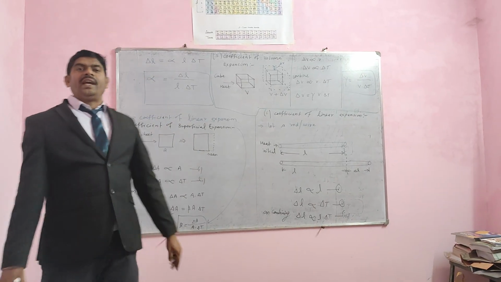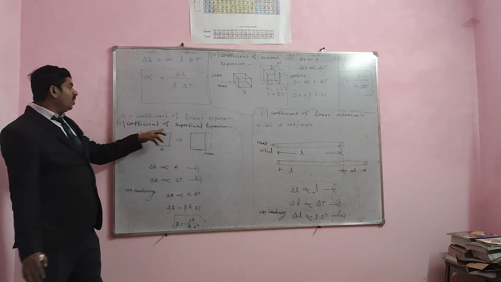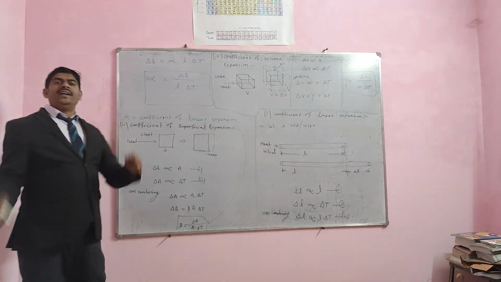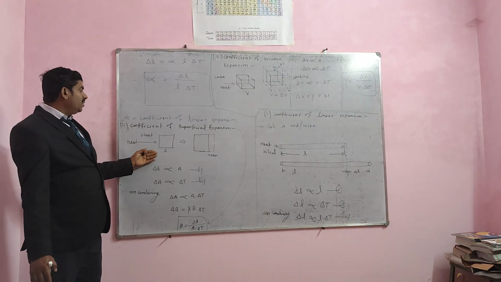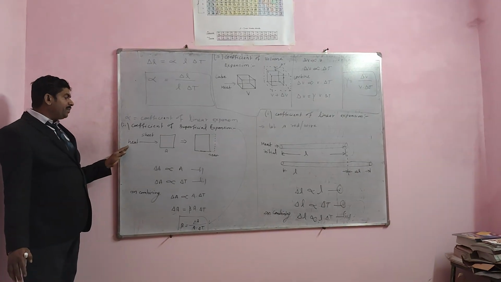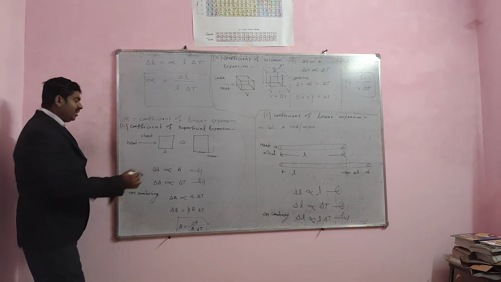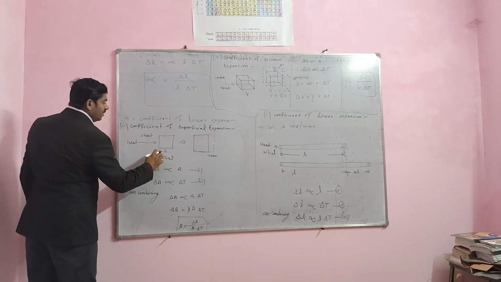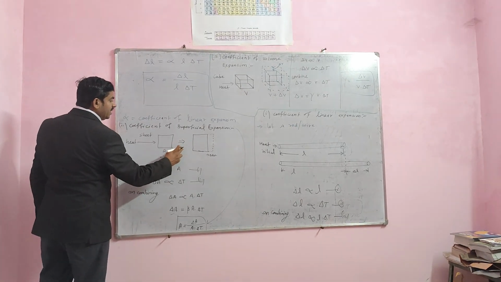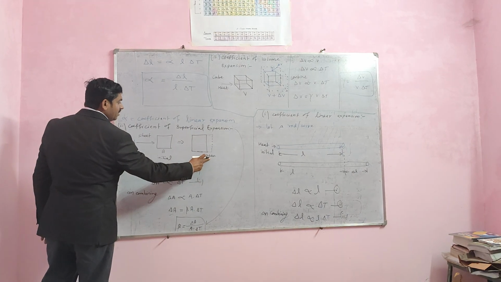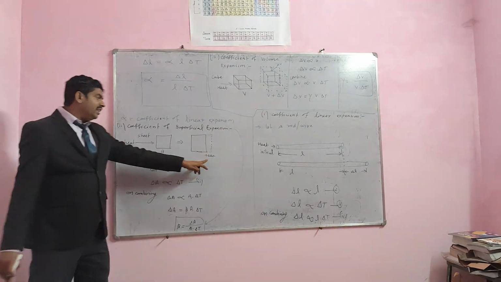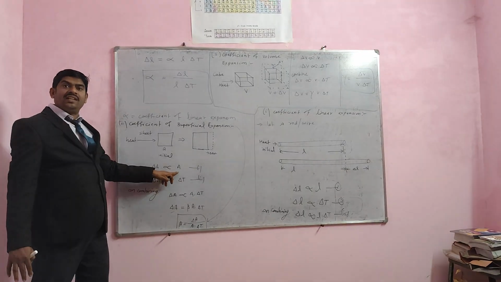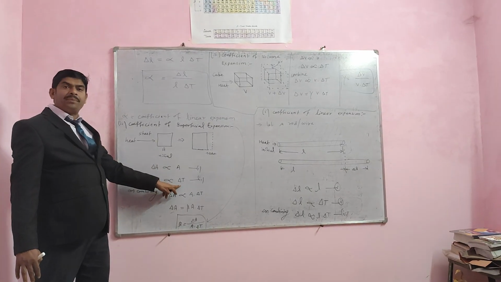In a similar way, calculate the coefficient of superficial expansion. You will take any square or sheet. If we give the heat, if its initial area is A, then after giving the heat, the change in area is del A. It means this del A depends upon two factors again: its original area, initial area, and change in temperature.